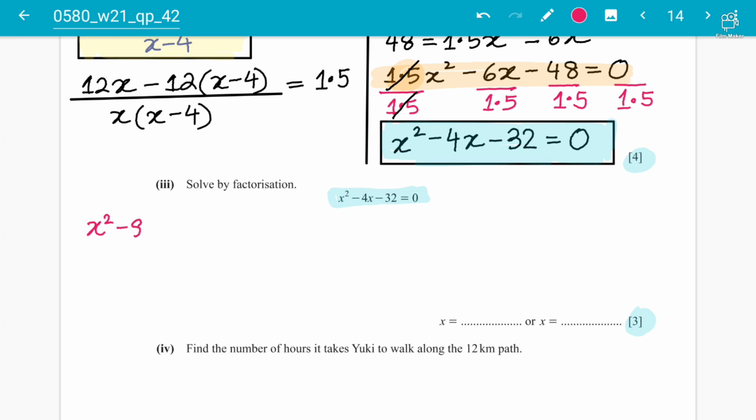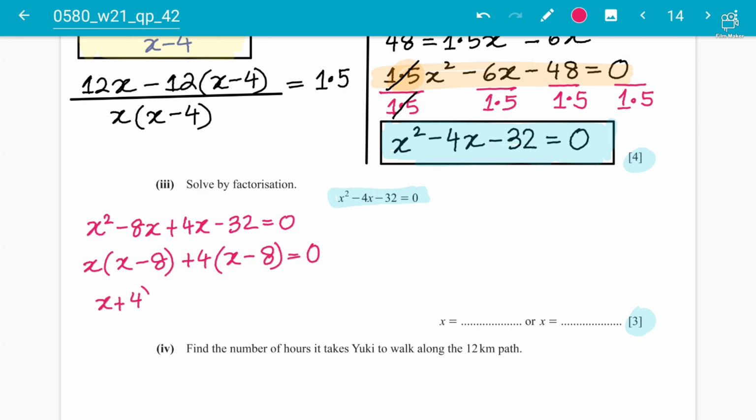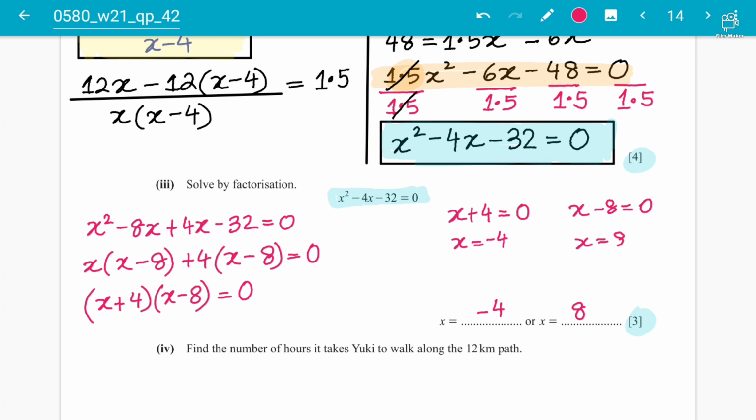4 8s are 32, so minus 8x plus 4x minus 32 is equal to 0. So here we go, one factor is coming as x minus 8. The other one is coming as x plus 4. So we got x plus 4 and x minus 8. You got 2 answers: x is equal to minus 4 and x is equal to positive 8. Okay, you solve it here. Make sure you show all workings. x plus 4 is equal to 0, so x is equal to minus 4, and x minus 8 is equal to 0, so x is equal to 8, sir.